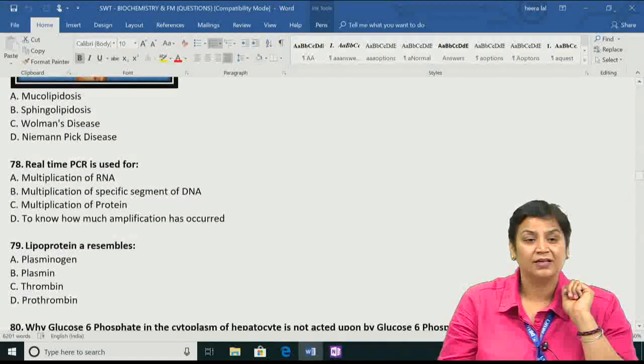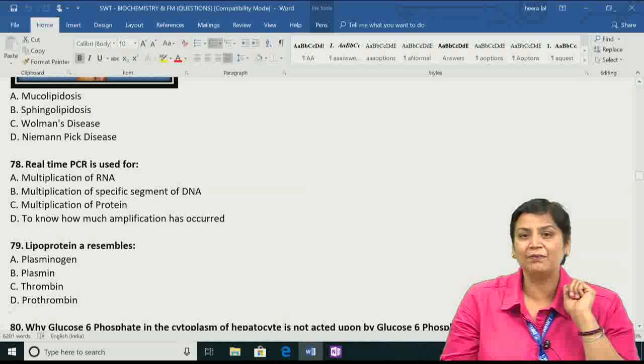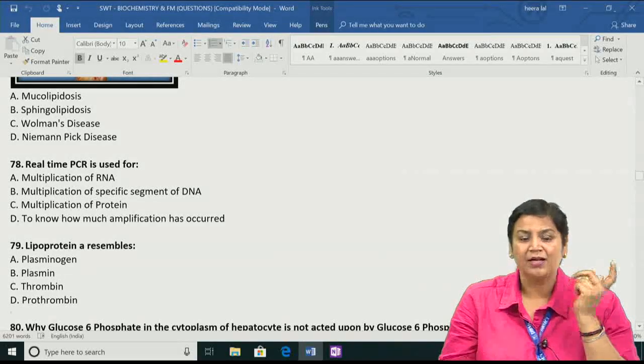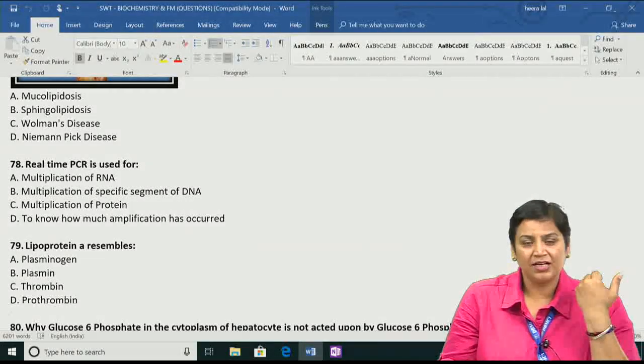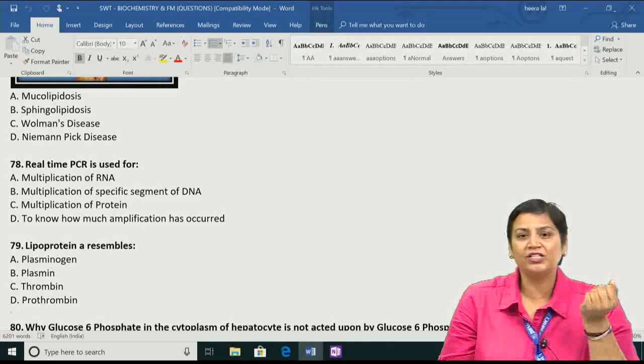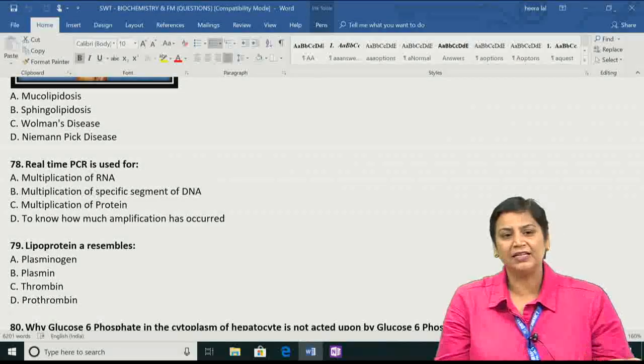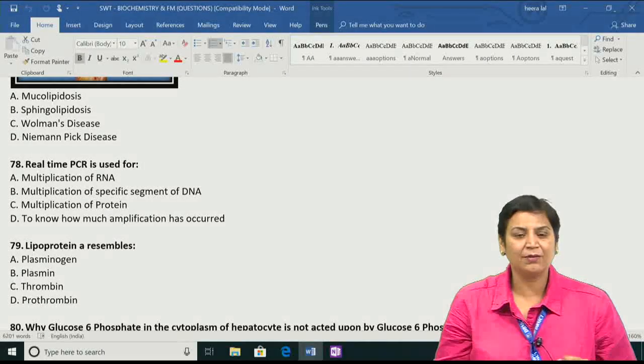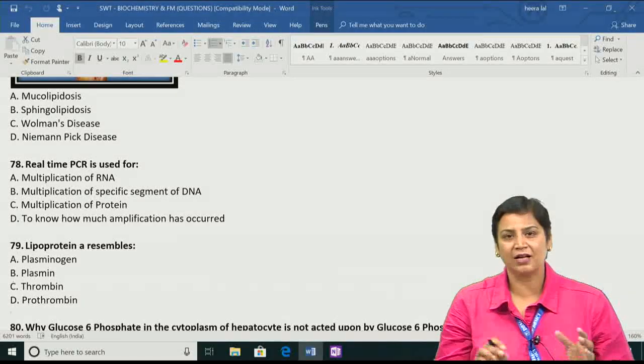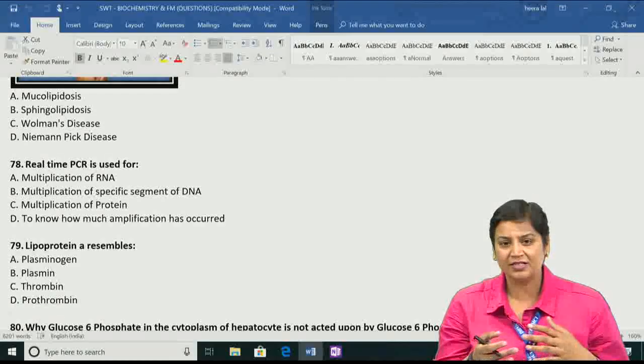Question number 78: real-time PCR. It is used by PCR, polymerase chain reaction. It is simple exponential amplification of the DNA. It multiplies a specific segment of DNA, to know how much amplification has occurred. The answer is clear: how much amplification has occurred, because the amplicons are basically the sequences.